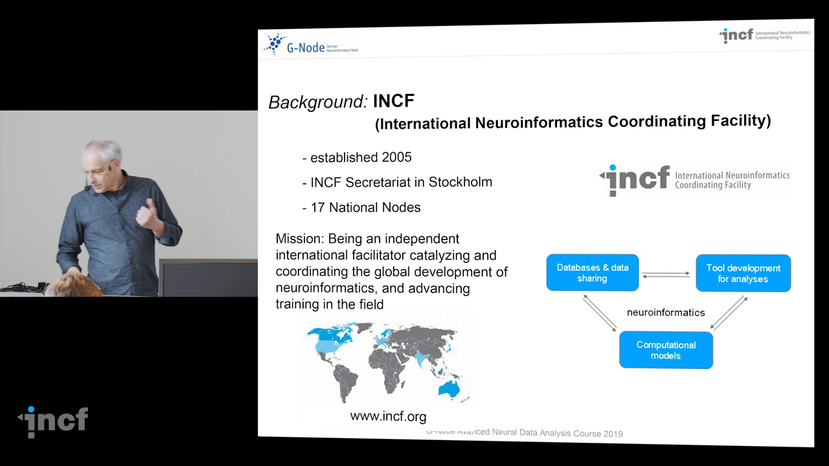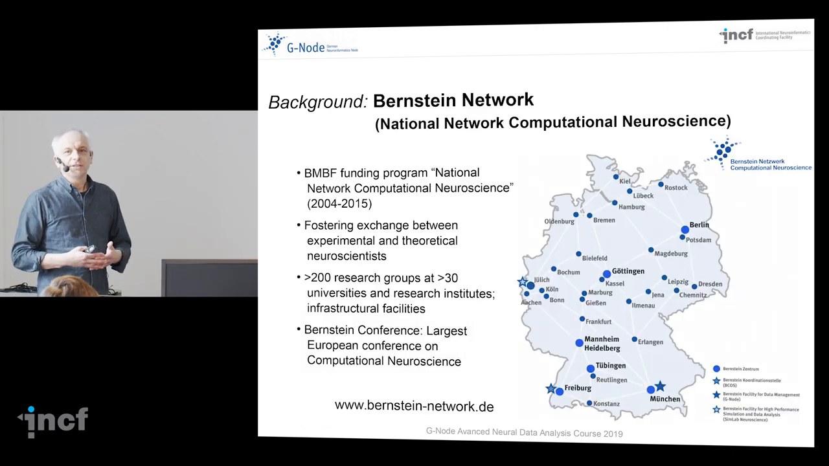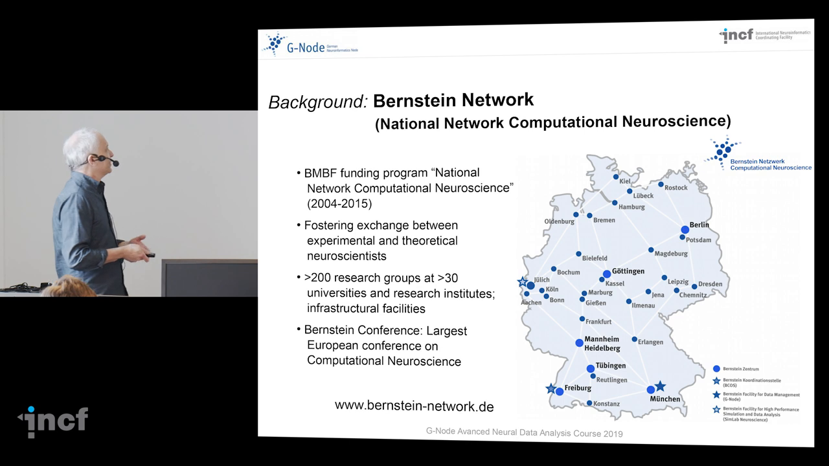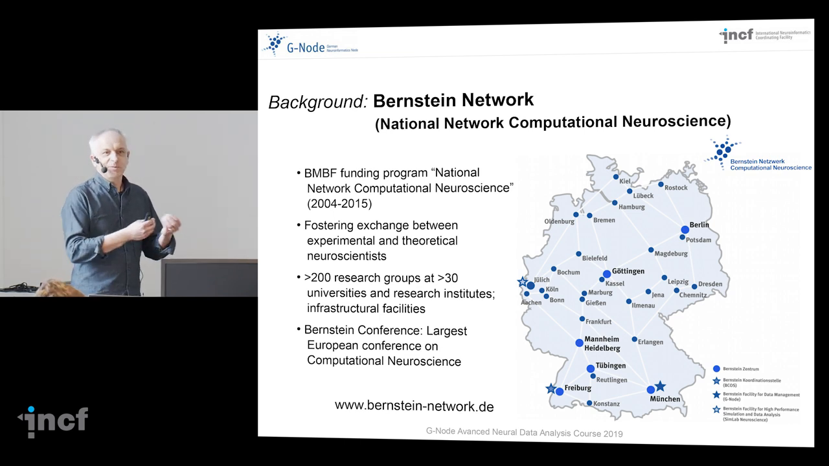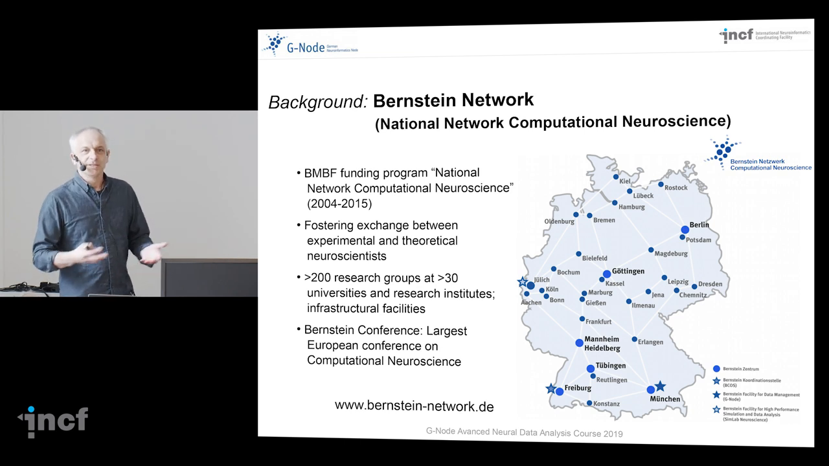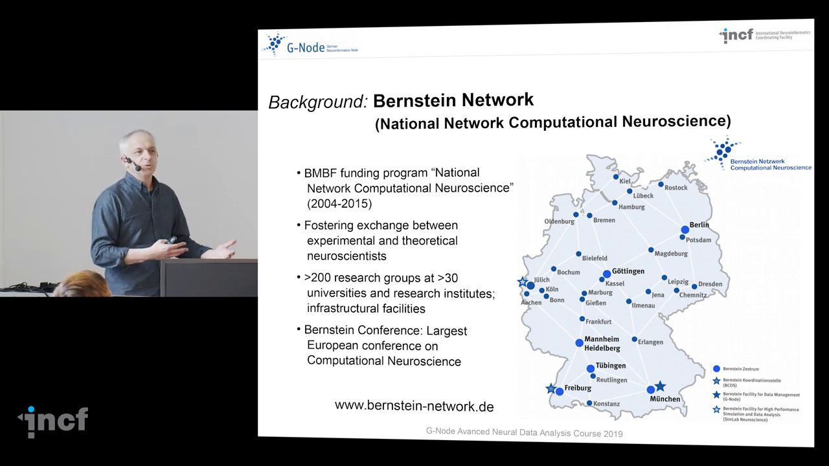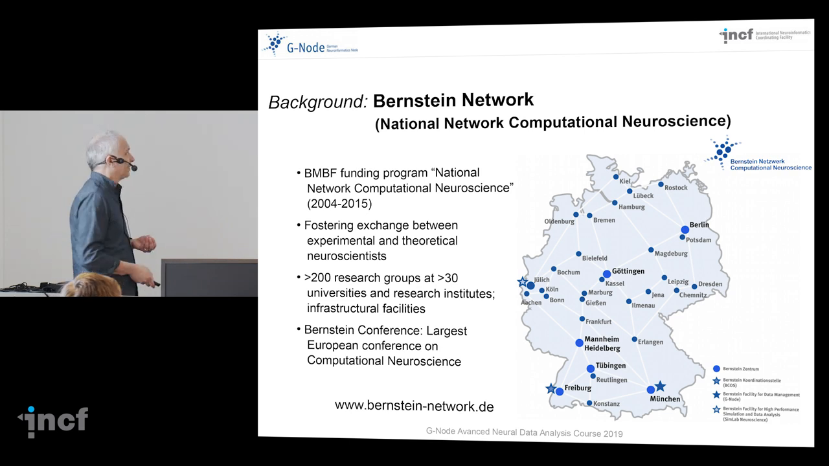As mentioned, Germany was a founding member, and at the same time as the INCF was established, the German government started a funding initiative, a very large funding initiative on computational neuroscience, which was called the National Network Computational Neuroscience. Now it's known as the Bernstein Network. This is the result of over 10 years of funding for computational neuroscience, and computational neuroscience is meant, you know, not just as it might seem, just funding the theorists who make models, but to specifically fund the exchange between experimentalists and theorists, because it was realized, of course, that progress in neuroscience is very much dependent on experimentalists and people who do models and who do data analysis working together and joining forces. So this was one of the core goals of this network and of this funding.